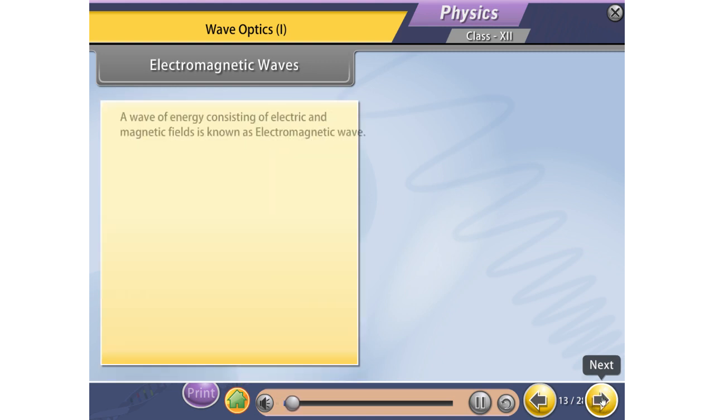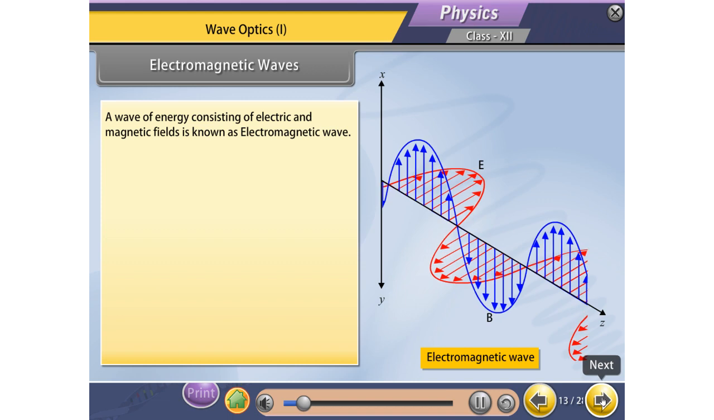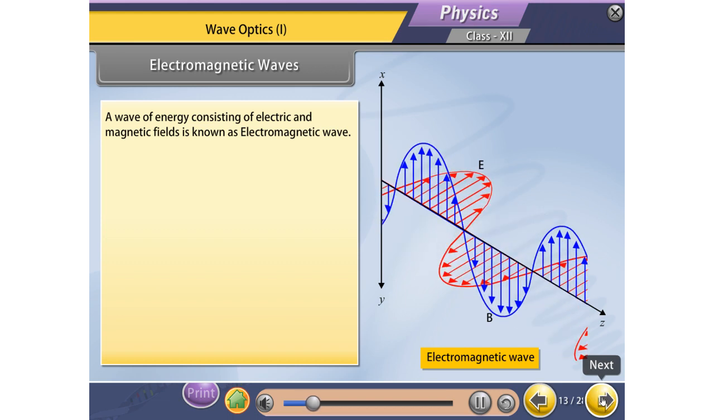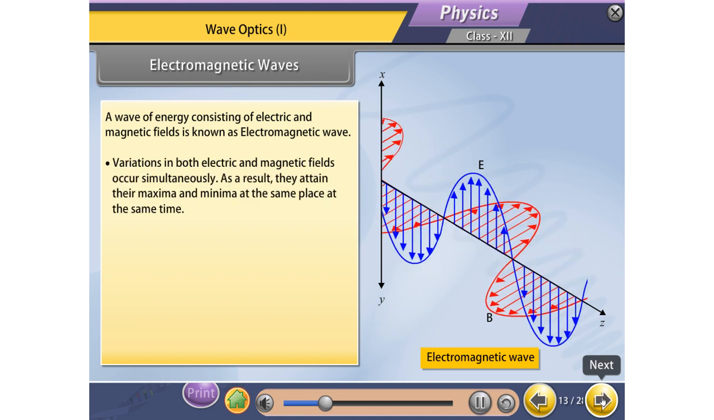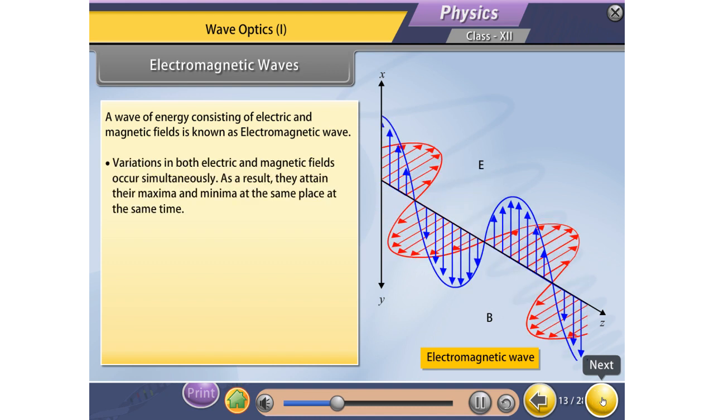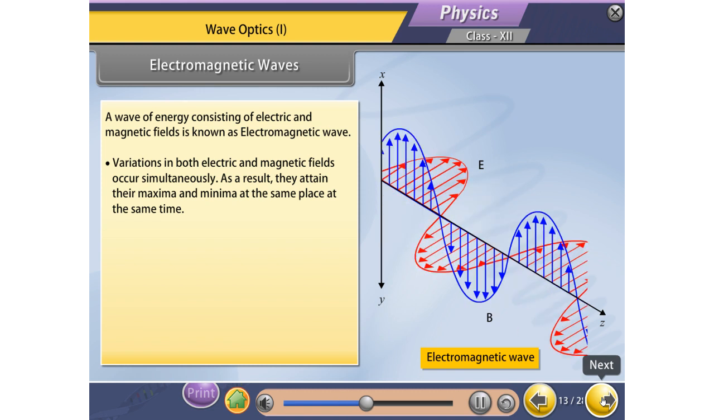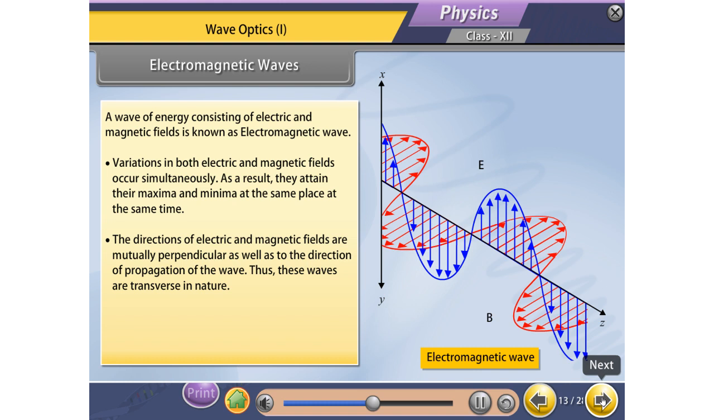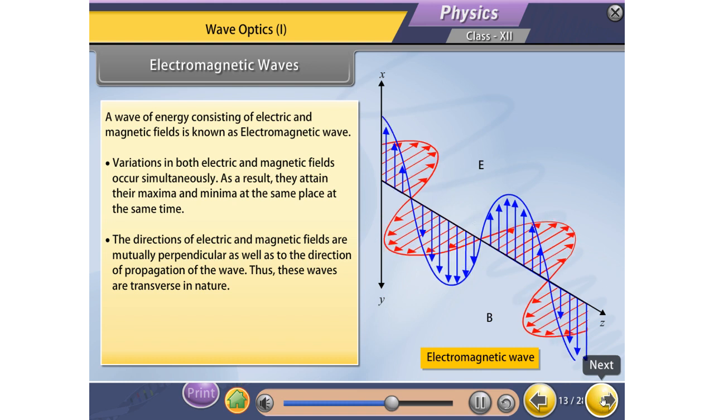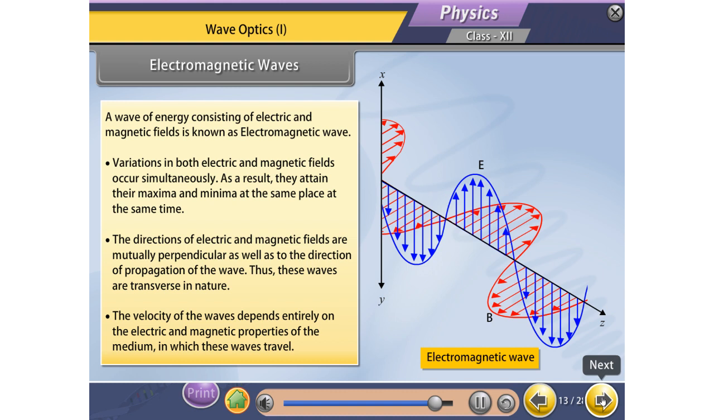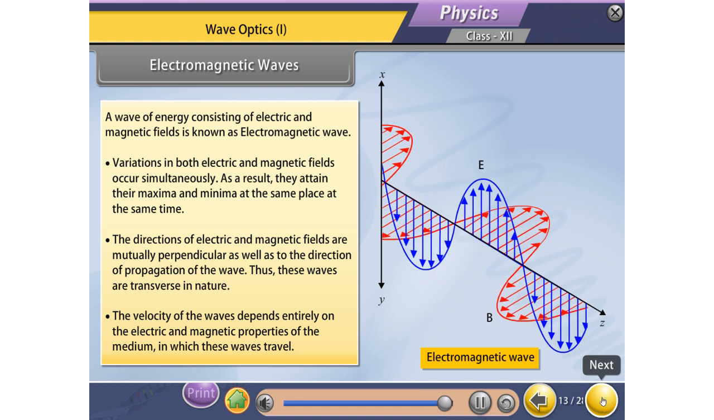Electromagnetic waves. A wave of energy consisting of electric and magnetic fields is known as electromagnetic wave. Variations in both electric and magnetic fields occur simultaneously. As a result, they attain their maxima and minima at the same place at the same time. The directions of electric and magnetic fields are mutually perpendicular as well as to the direction of propagation of the wave. Thus, these waves are transverse in nature. The velocity of the waves depends entirely on the electric and magnetic properties of the medium in which these waves travel.